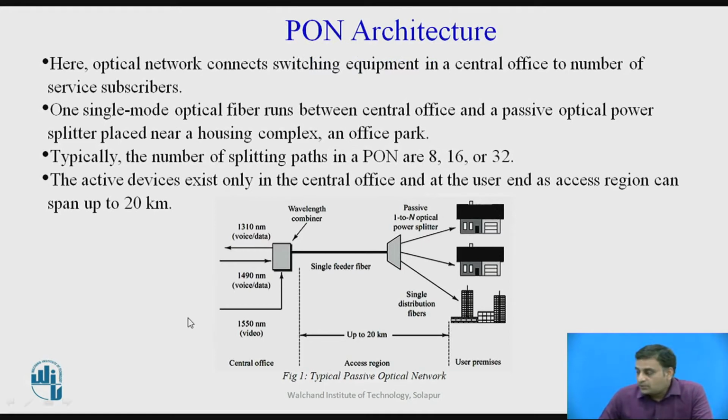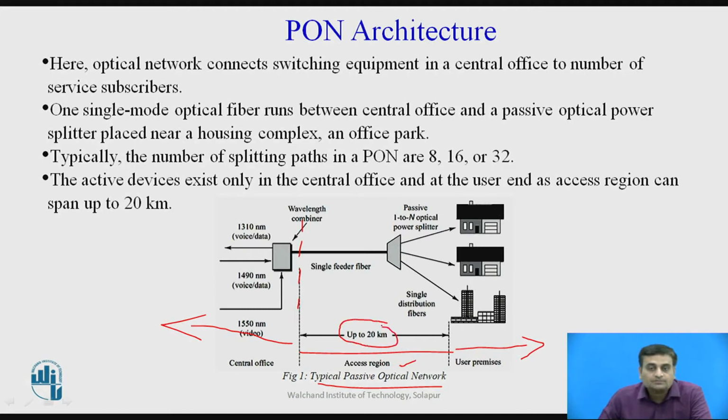Here in this diagram, you can see a typical passive optical network. On the left hand side of this diagram is the central office, and on the other side is the end user customer or subscriber premises. The region between the central office and the user premises is known as the access region, and this access region can span up to 20 kilometers in length.